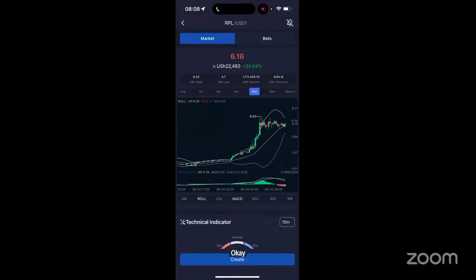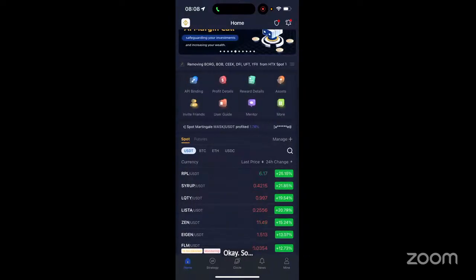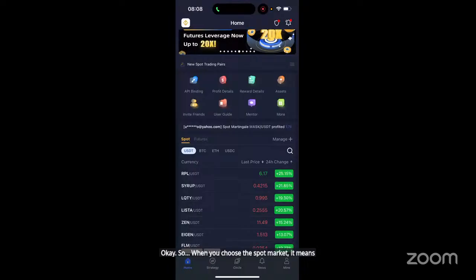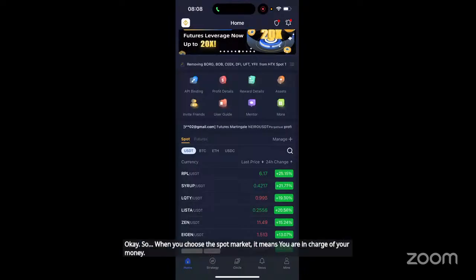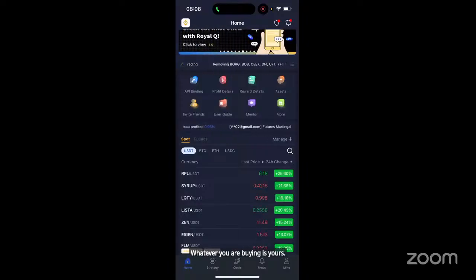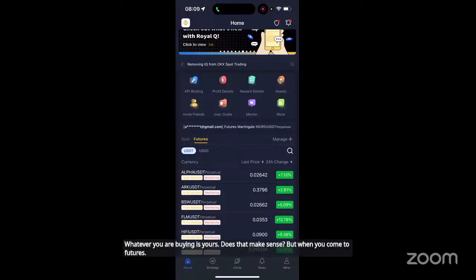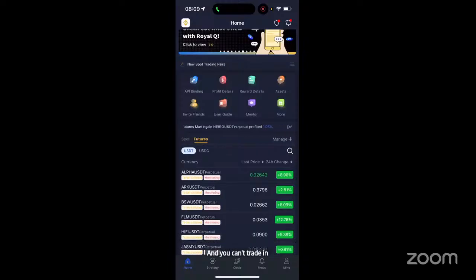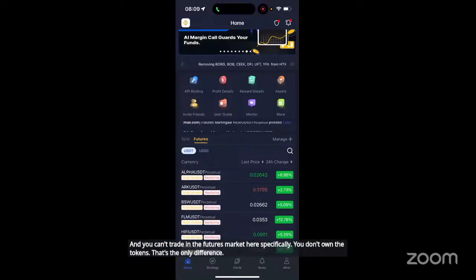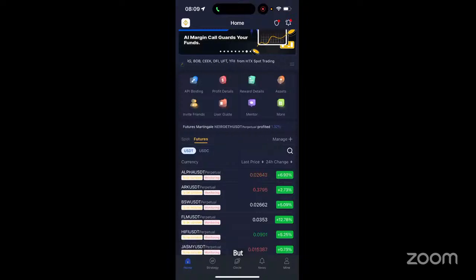Okay. So when you choose the spot market, it means you are in charge of your money. Whatever you are buying is yours. Does that make sense? But when you come to trade in the futures market, here specifically, you don't own the tokens. That's the only difference. But you are signing a contract with an exchange.